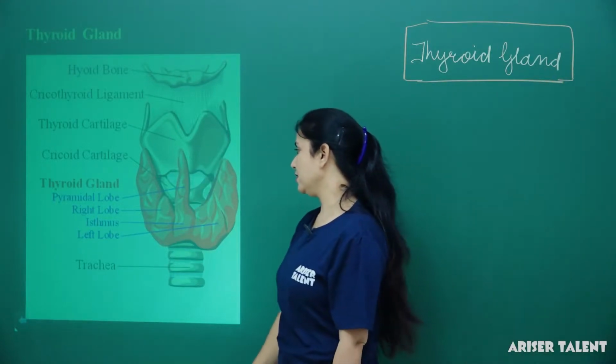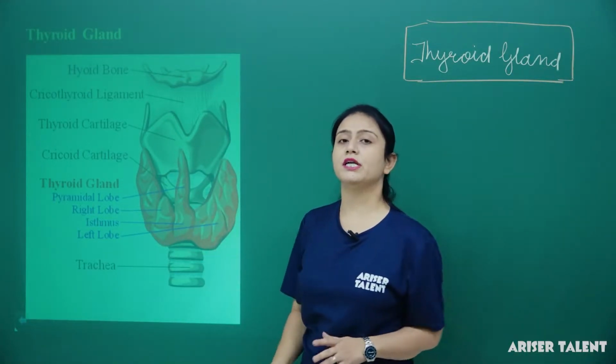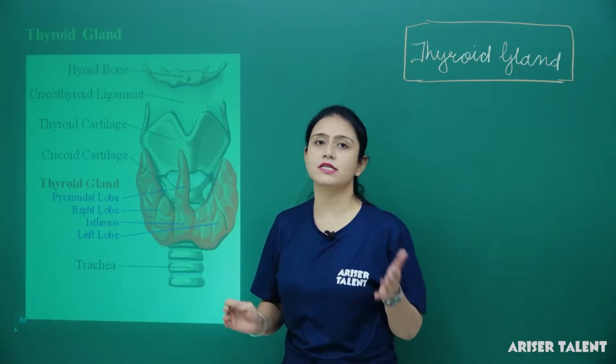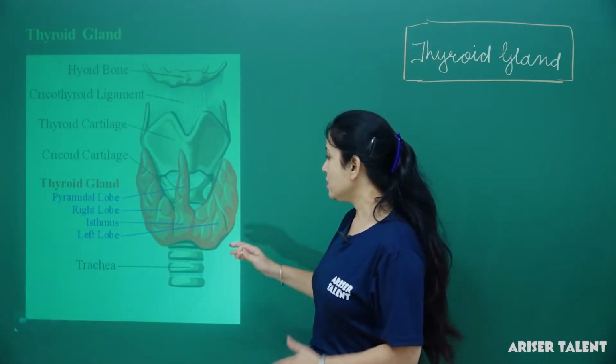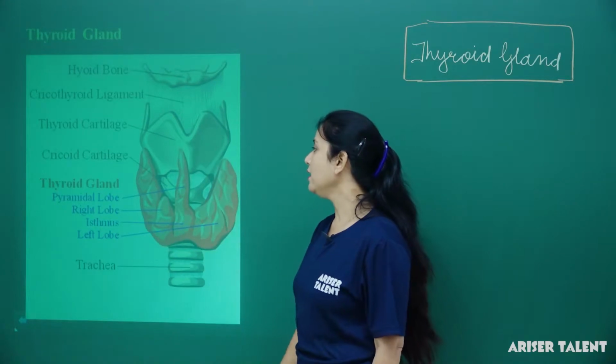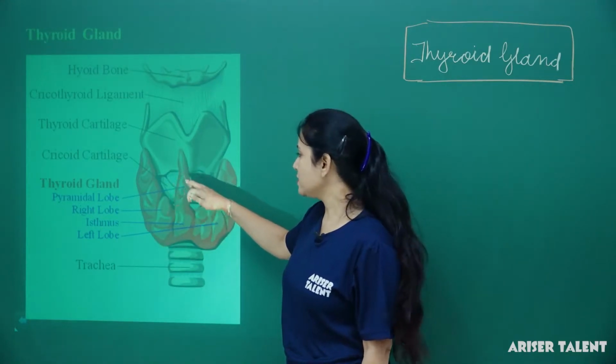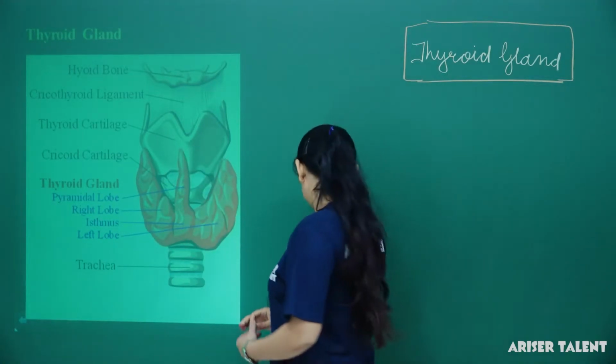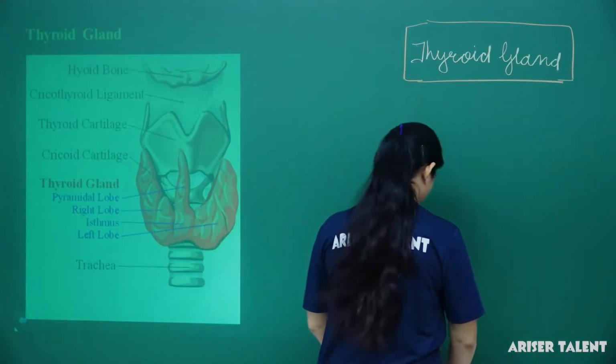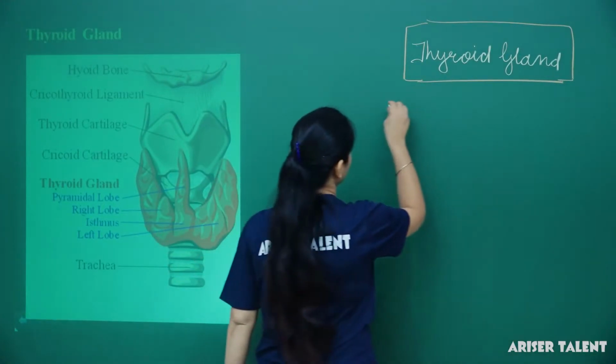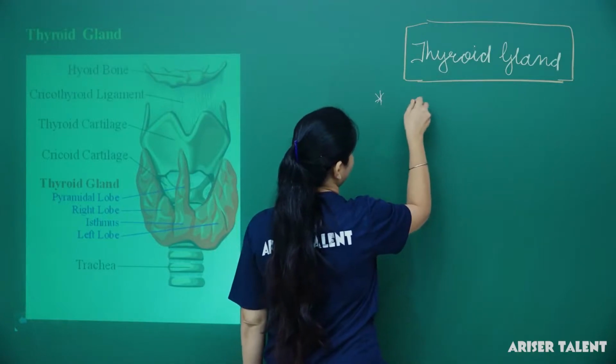Here we can see that the thyroid gland, let me tell you that the thyroid gland is the largest endocrine gland. Okay, generally it is bilobed and it is situated in the neck. Okay, it is H-shaped. Let me write the points here about the thyroid gland.